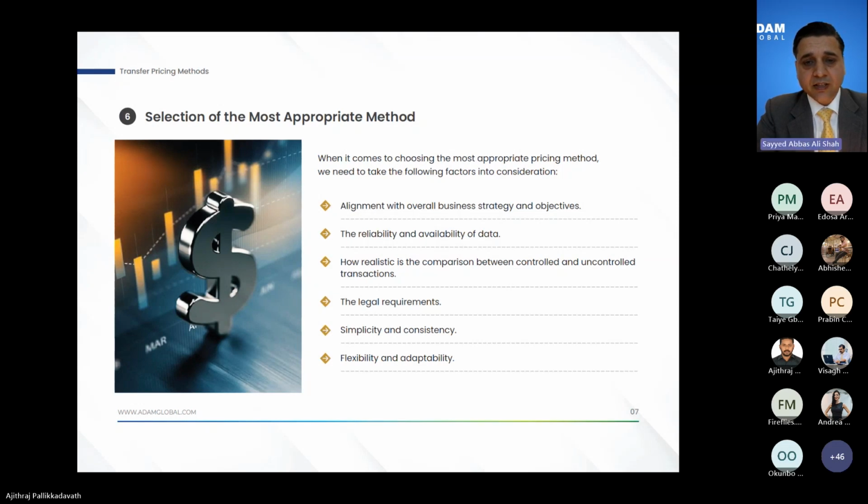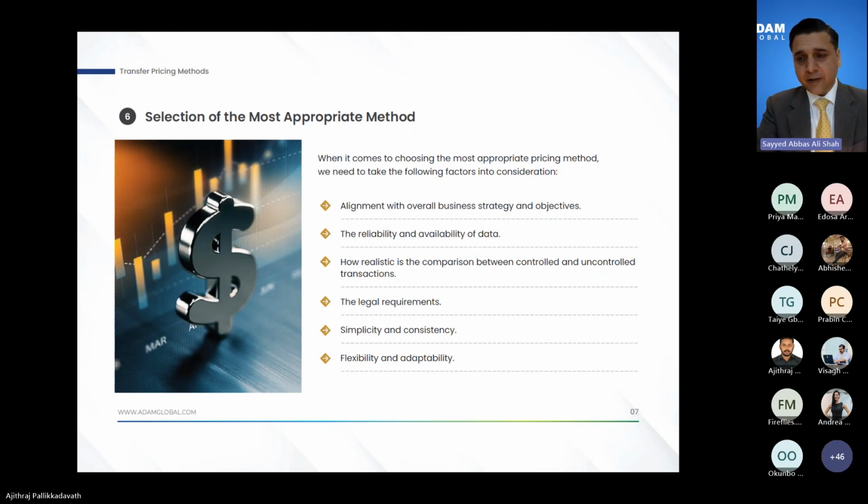Thirdly, how realistic is the comparison between controlled and uncontrolled transactions? So pricing methods, what are we doing? We are comparing our pricing with the external market price, the prices which are available in the market, whether they are reliable or not, whether they are at par or not. And while choosing the method, we have to keep in mind the realism, how realistic it is going to be in the future. We need to bear that in mind, okay?